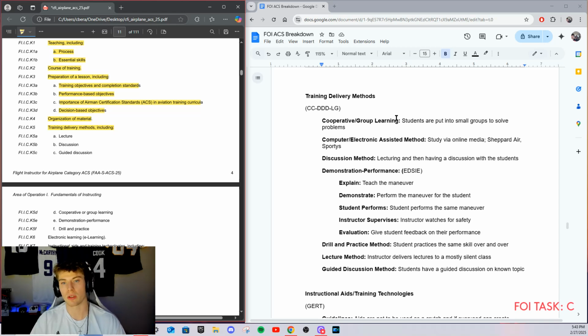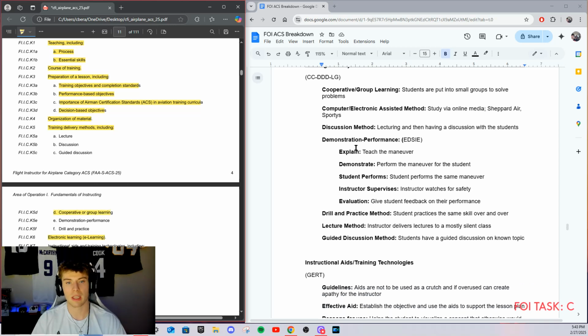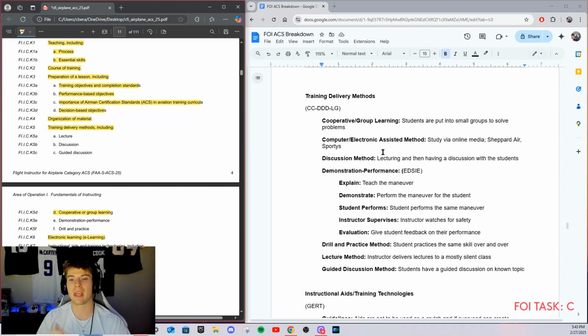So cooperative group learning, students are put into small groups to solve problems. This was like in school when you had 4 desks and they put them into clumps, and then she would say, go to your groups, just like that. Computer electronic assisted method. This would be your Shepherd Air, your Sporties. Shepherd Air would be for your written, and then Sporties has a ground lesson on their website. So anything like that. That one they actually put separately, but I put it in here. And then we have discussion methods, so lecturing and then having a discussion with the students.